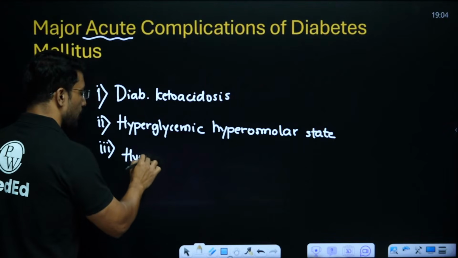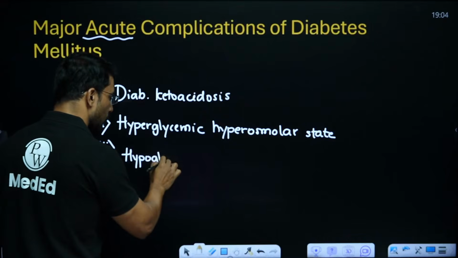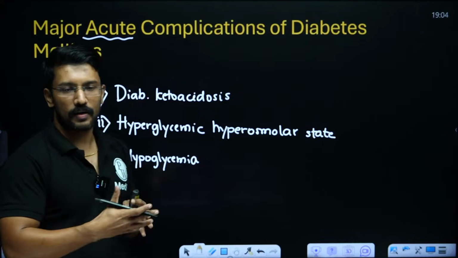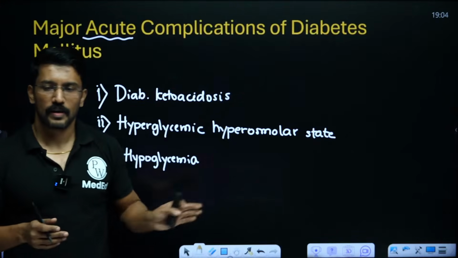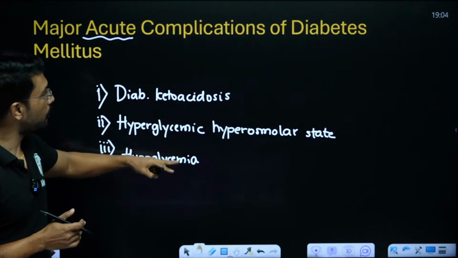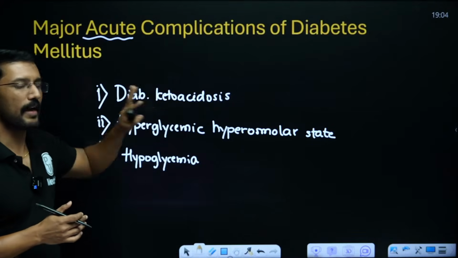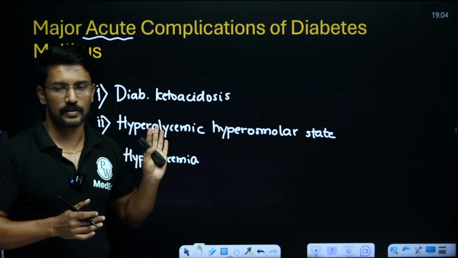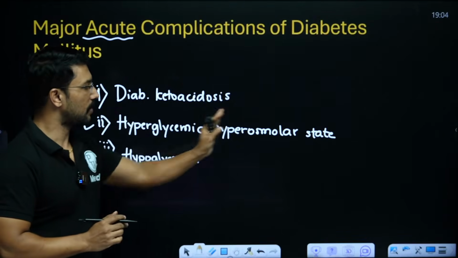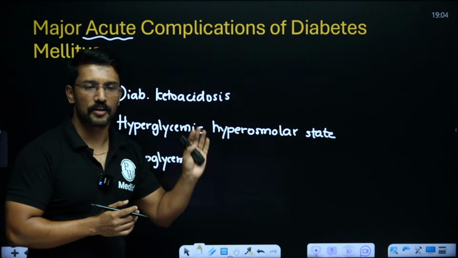Hypoglycemia need not always be because of diabetes, but it is a complication of diabetes treatment. When we give insulin or sulfonylureas, they can end up with hypoglycemia, right? So these are the three major acute complications of diabetes. Every doctor should know how to manage these three complications. So today we will concentrate on diabetic ketoacidosis and hyperglycemic hyperosmolar state, or HHS.